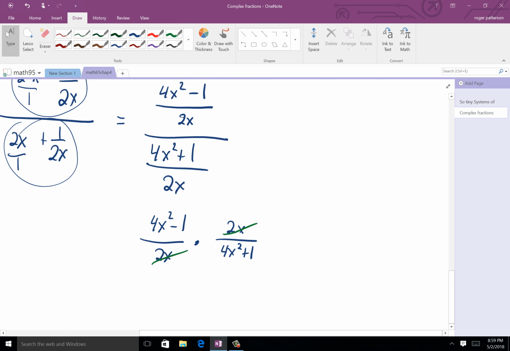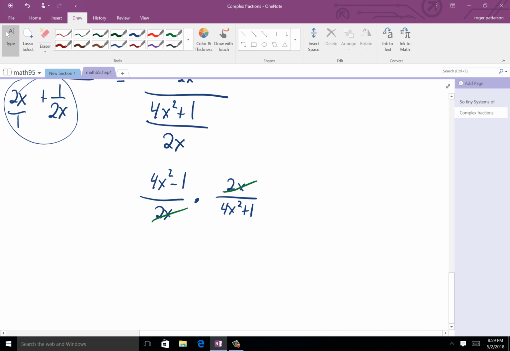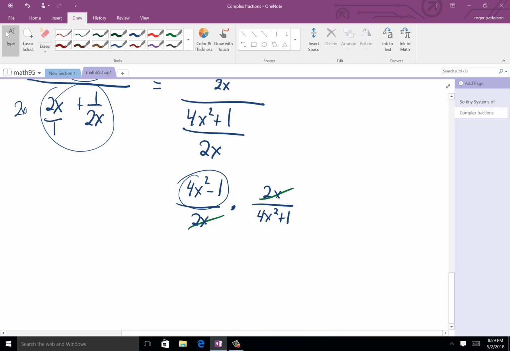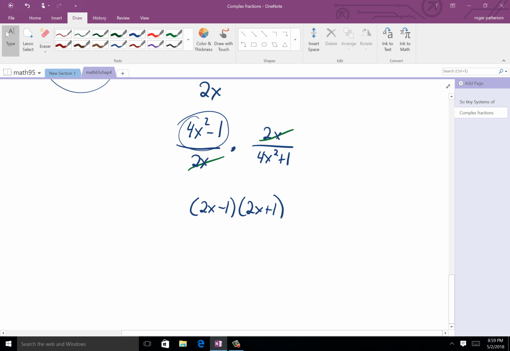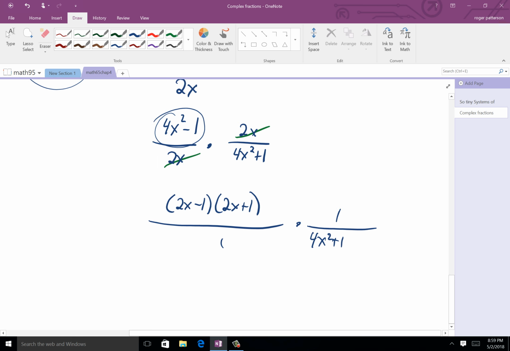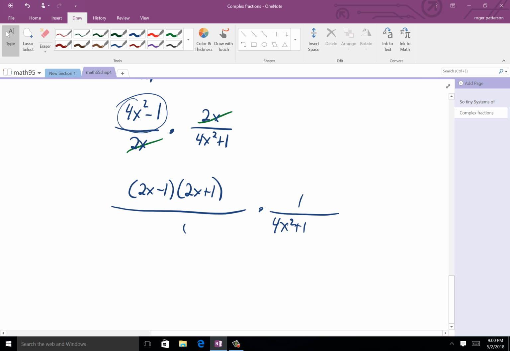But just to be sure, because you don't know what's going to happen on some of these other ones coming up, I would take this and factor it anyway. It's a difference of two squares, right? So if we factor it, we should get this. The 2x's are gone, so I'm not going to do anything with that. And then I have 4x squared plus 1 on top. Can't factor that guy, because it's not a difference of two squares. Can't factor it. So then here's my answer.